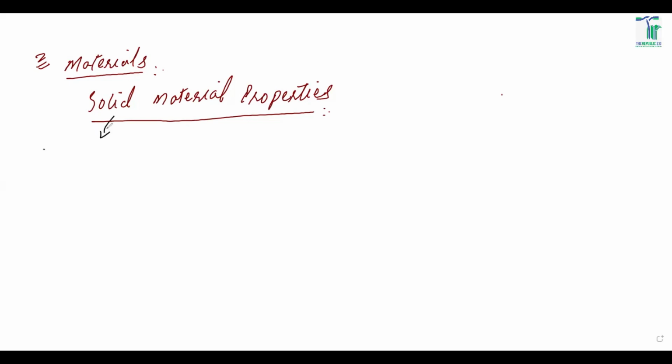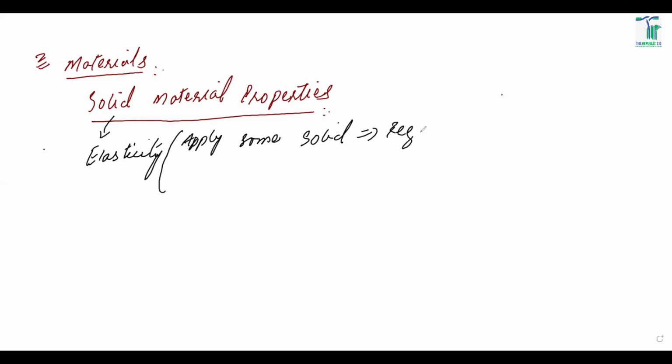Apart from that, a solid can also be differentiated from a liquid on the basis of one important concept, and that is elasticity. Whenever you're talking about a solid, remember one characteristic feature: you apply some force on a solid, and after the removal of that force, the solid can regain its original shape. Does that make sense? So this is how solids can be differentiated from fluids.